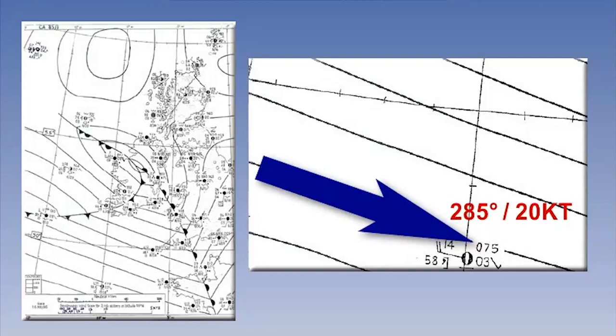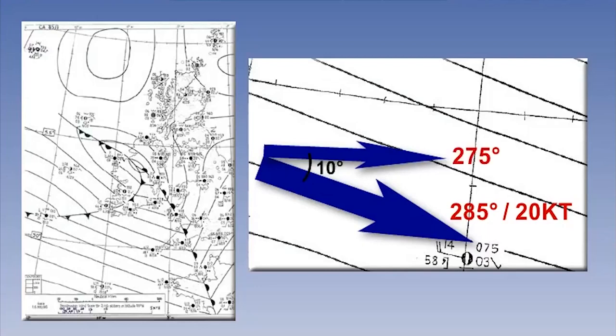If this location were on the sea surface, we would have to remember what direction the surface wind was in relation to the geostrophic wind. In the northern hemisphere, the surface wind was like this compared to the geostrophic. If you remember, the angular difference was 10 degrees over the sea. Therefore, the surface wind is approximately 275 degrees and the speed is about 70% of the geostrophic, therefore approximately 14 knots.